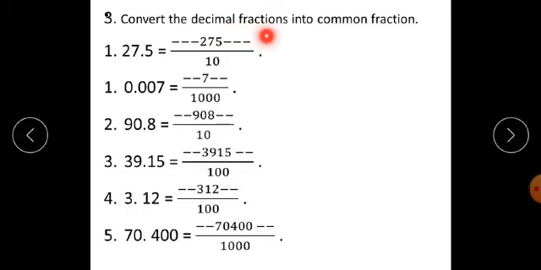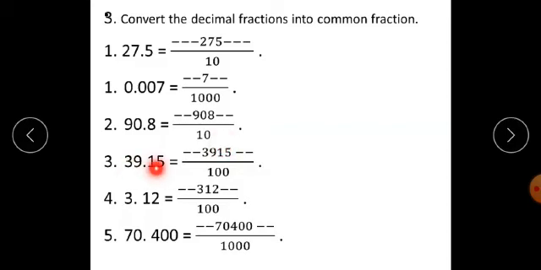Last question, convert the decimal fractions into common fractions. 27.5, therefore ignore the decimal point, write 275 in the numerator and write 1, and after that only 0, that is 10, because only one digit after the decimal point. 0.007 is equal to 7 upon 1000 because there are 3 digits after the decimal point. 90.8 is equal to 908 upon 10 because only one digit after the decimal point.